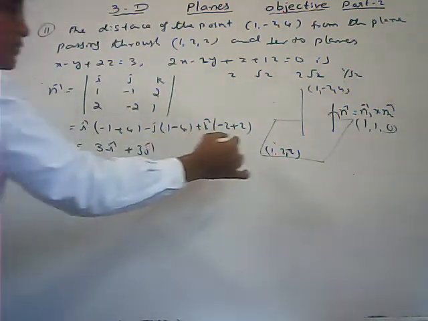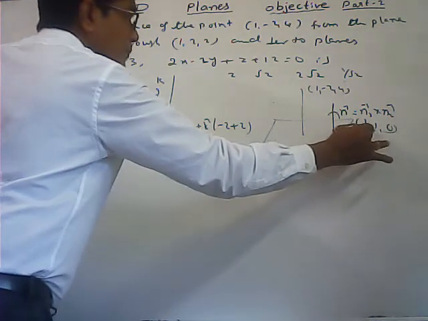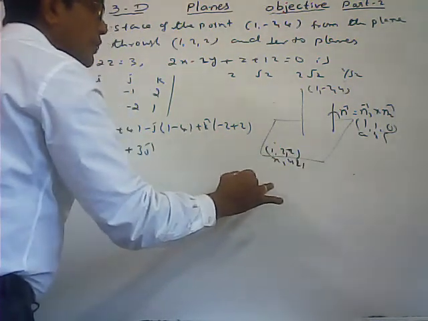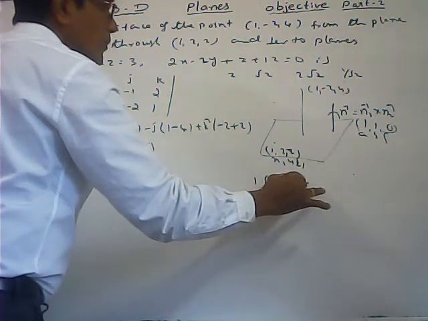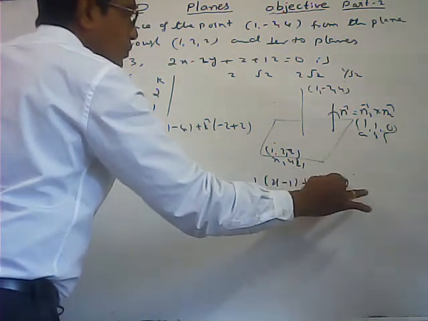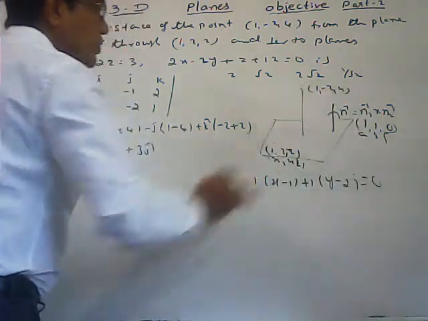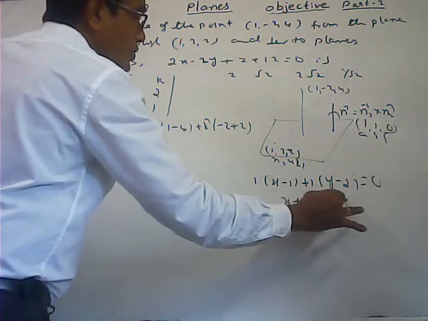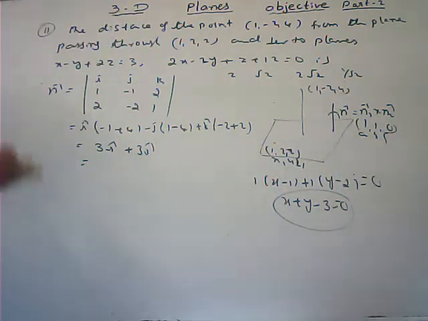Then what about the equation of the plane? This is A, B, C passing through the point x1, y1, z1. A into x minus x1 plus B into y minus y1, plus 0, and anything into 0 is only 0. So x plus y minus 3 equals 0. That is the equation of the plane.